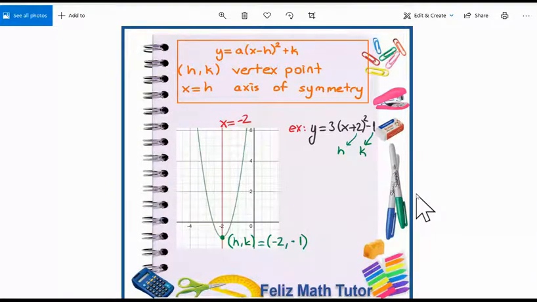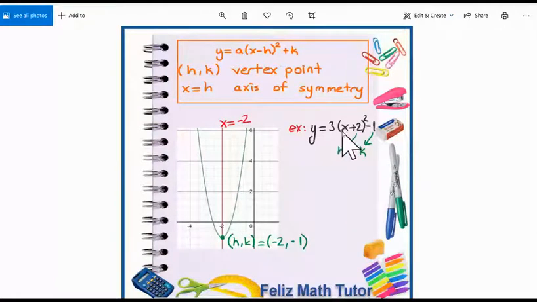So let's say we have y equals a(x minus h) squared plus k. This is our vertex form of a parabola. Here h and k represent the vertex point, and x equals h is the axis of symmetry. So let's think about an example.